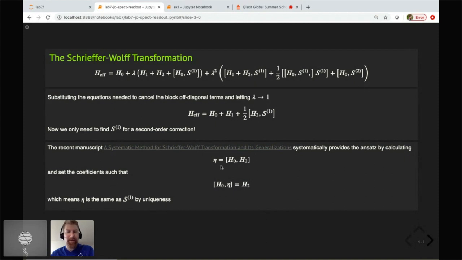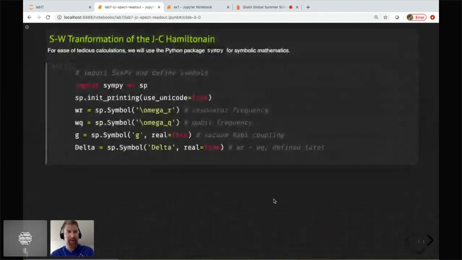And then we're going to take that eta and replace the coefficients such that the commutator of H naught and eta is equal to H2. By freeing those coefficients, we can satisfy this equation, and we can then say that this eta that we determined is going to be the same as S1 due to the uniqueness theorem. So this is exactly what we'll follow, but we're going to actually do the calculations.